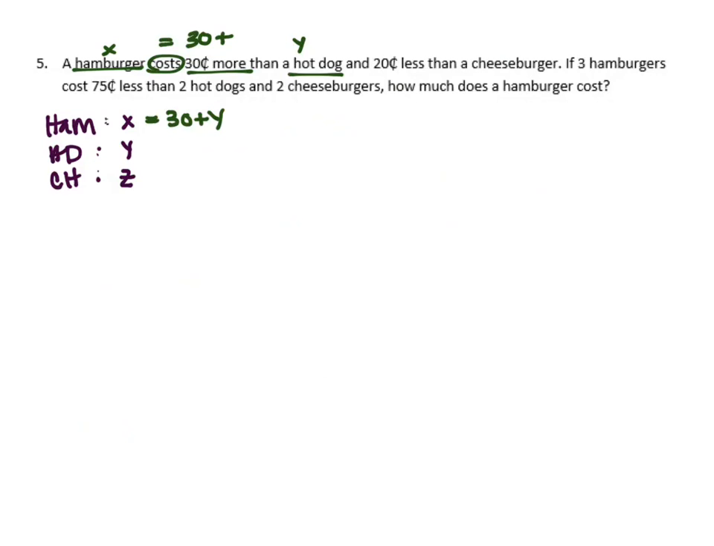Similarly, I was told that it's also equal to 20 cents less than a cheeseburger. And so still, I'm working with the idea of a hot dog and the idea of a hamburger. So I know that X is also equal to 20 cents less than a cheeseburger. So I'm taking the cheeseburger, which is Z, and I am subtracting 20 from it. So it's the same thing as saying Z minus 20.